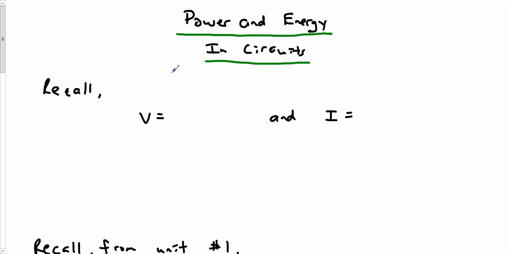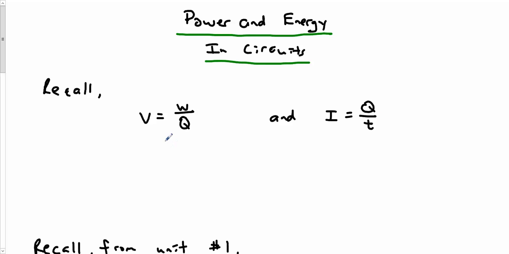All right, let's talk about power, energy in a circuit. Let's remember that potential difference is the work done over charge. This was from a few lessons ago. And current is the amount of charge that moves through a wire per second.